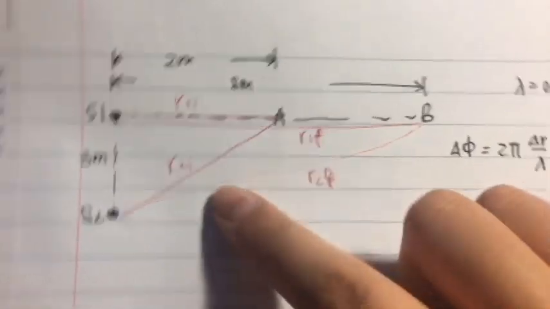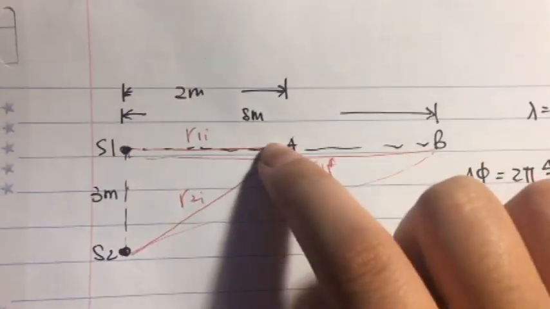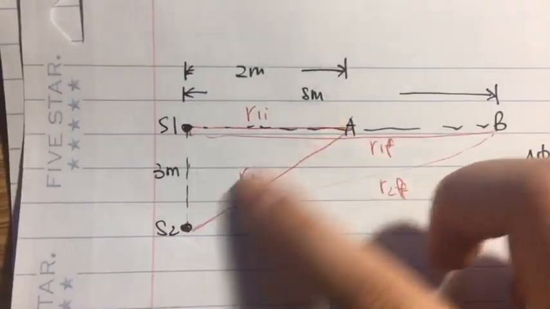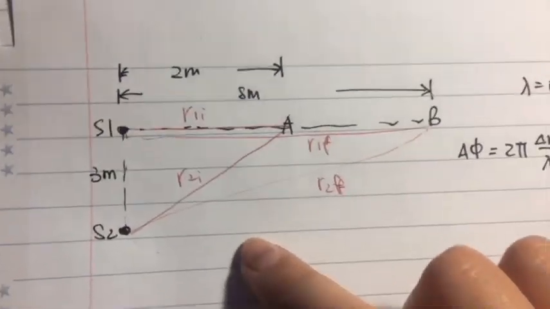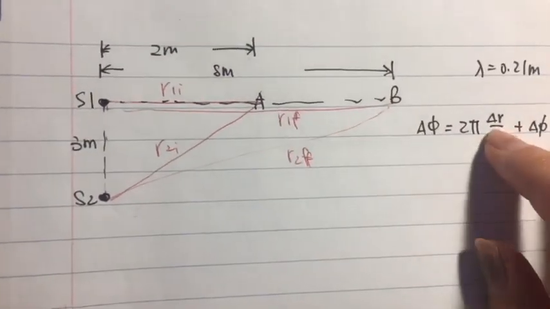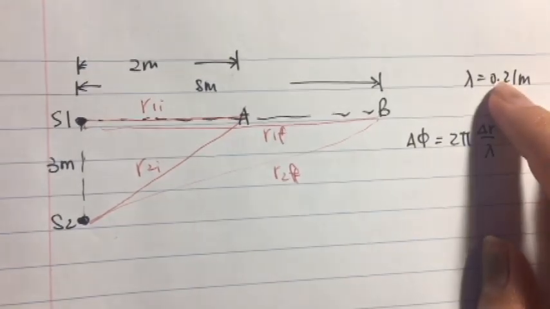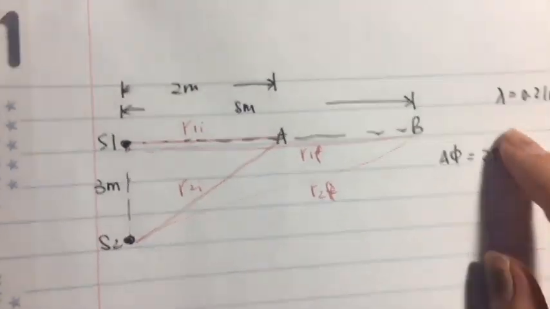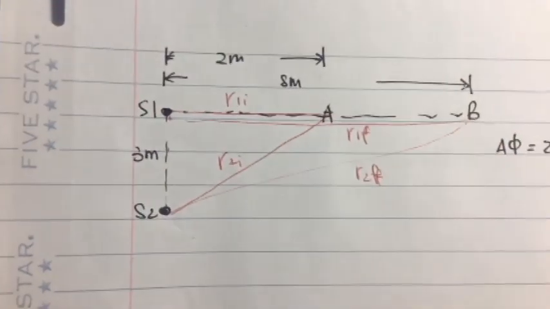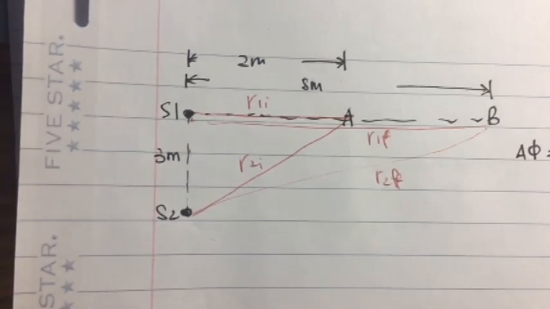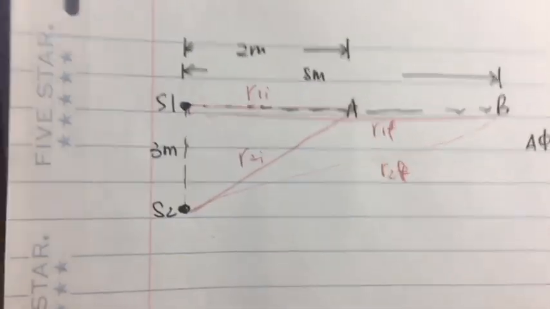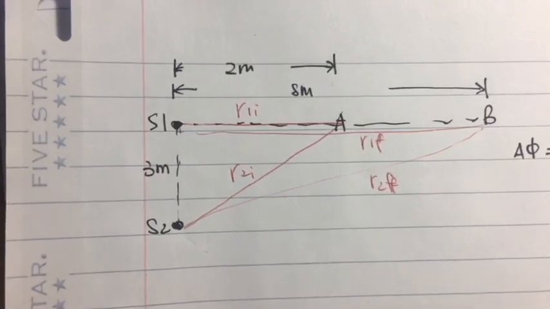So we have to draw this graph, and this is R1 initial, and this is R1 final. This is R2 initial, and this is R2 final. So using geometry, you can figure out their length and plug it in, and then calculate delta R. And then since you know the wavelength, you can plug it into this equation and then calculate delta phi at both points, and then you will figure out their difference, and that will give you how many destructive or constructive interferences the person experiences.